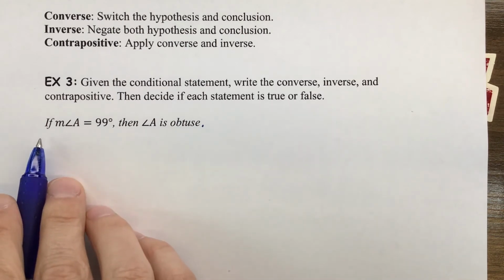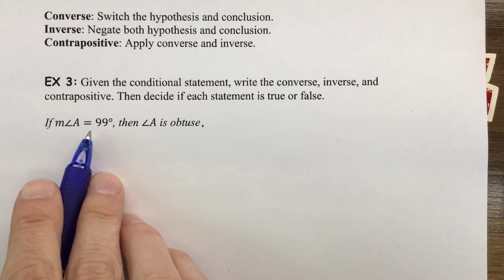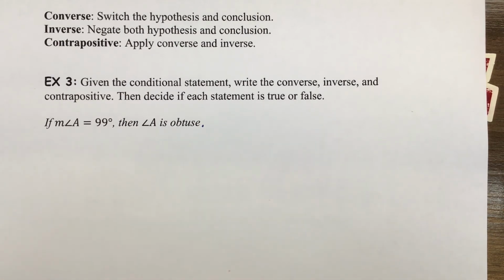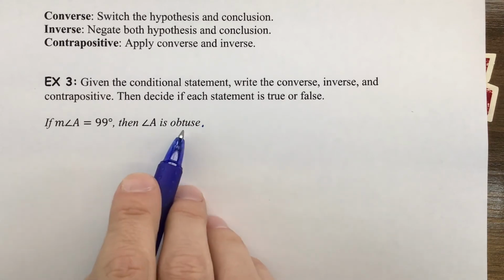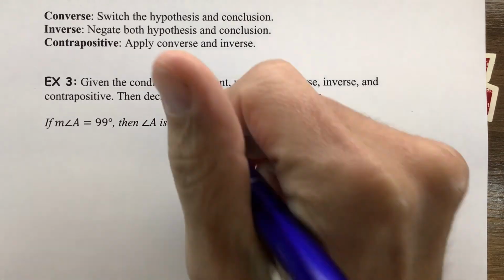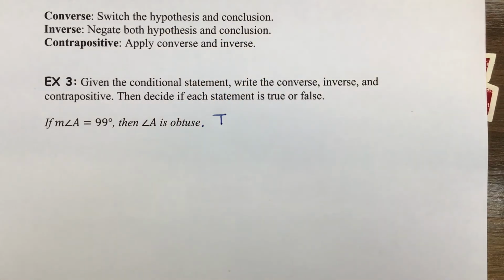All right, our conditional statement says that if the measure of angle A is equal to 99 degrees, then angle A is obtuse. And that is true. Obtuse is any angle that measures greater than 90, less than 180. So this is a true statement.